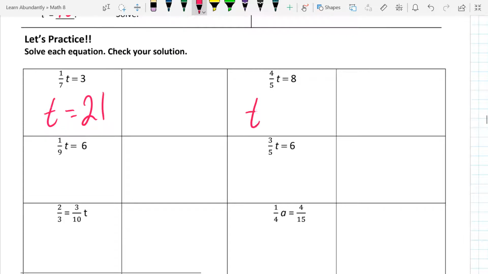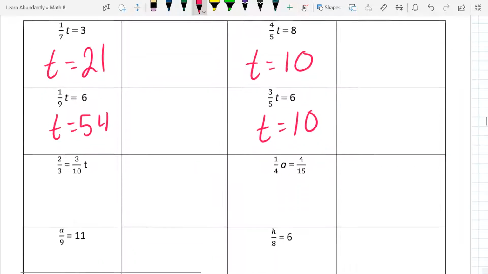T equals 10. T equals 54. T equals 10. And then we're going to leave it at that. So if you want more practice, you can try it on these 4, okay?